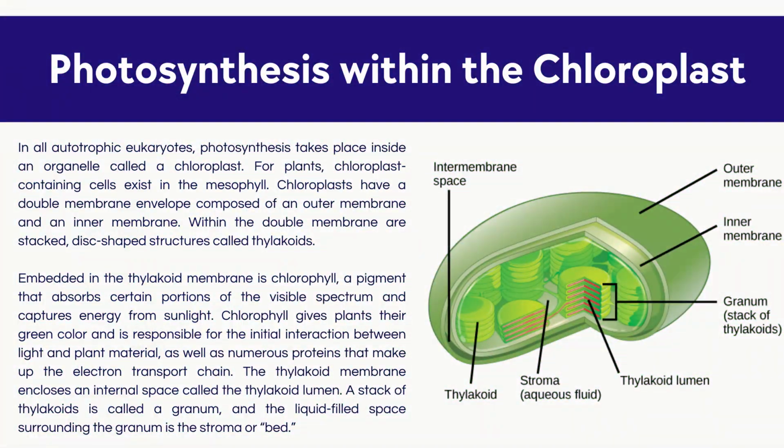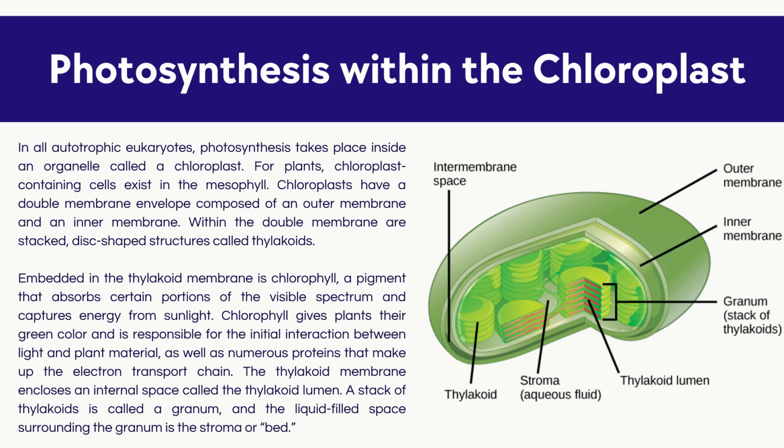In all autotrophic eukaryotes, photosynthesis takes place inside an organelle called a chloroplast. Chloroplasts are found predominantly in the cells of plants' leaves, which bask in sunlight, strategically positioned to harness the energy of the sun. The number of chloroplasts can vary, but within a single plant cell you can find anywhere from a few to several hundred of these mini power stations. For plants, chloroplast-containing cells exist in the mesophyll.